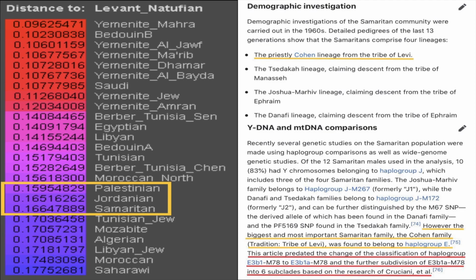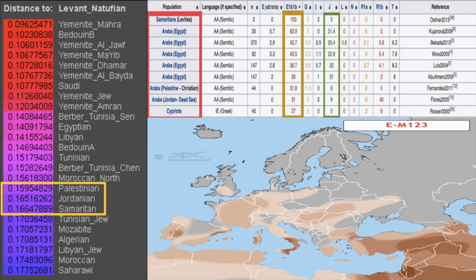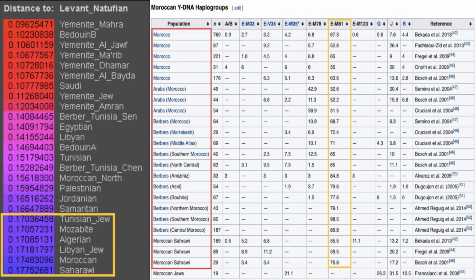And so Samaritans have haplogroup E, and Samaritan Levites specifically, they have up to like 100% of haplogroup E. Arabs in Egypt have up to 62% of haplogroup E. Arab Palestinians have 31%, as well as Arabs in the Jordan have 31%. So these are populations of people with haplogroup E, and these peoples have very close connections to the Natufians. And then lastly is more North African populations: Tunisians, Moroccans, Algerians, Sahrawi.